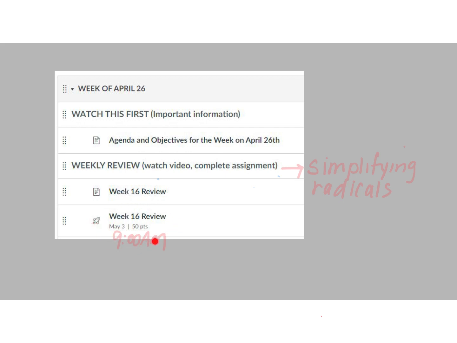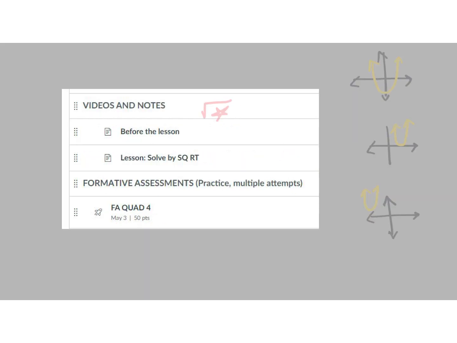Okay, after you've got that done and you feel confident about it, then the next video you're going to watch is going to be called Before the Lesson. There is something I want to show you about the number that comes underneath the square root that's called the radicand, or in the quadratics we call it the discriminant.